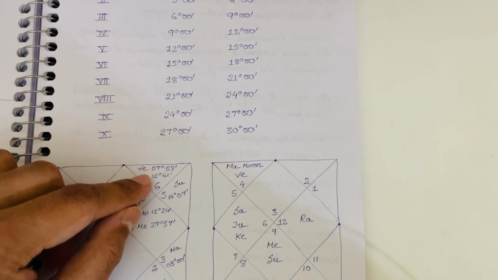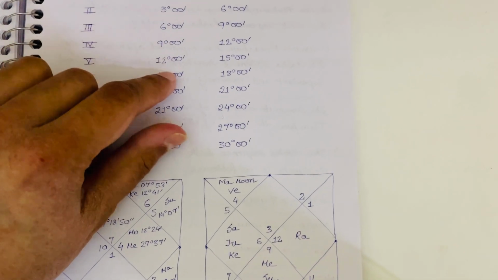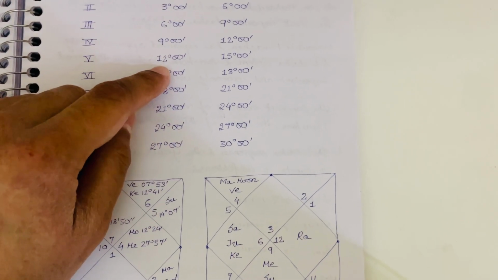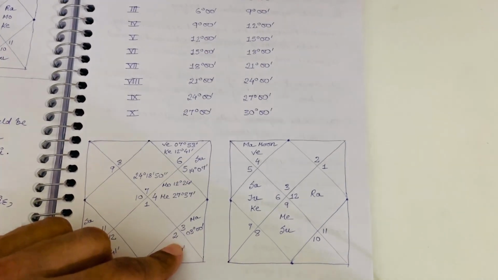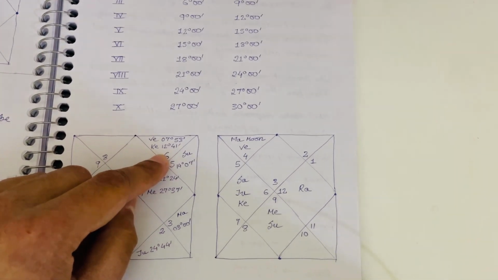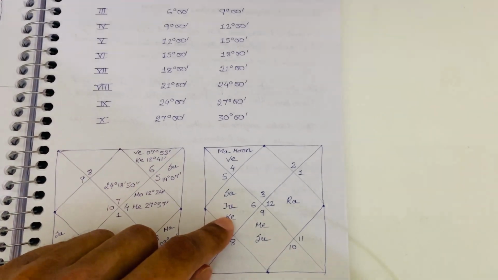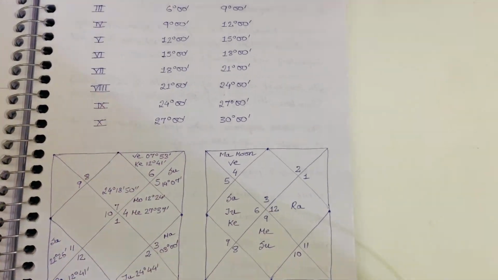Now let's understand for Ketu. Ketu is 12 degree 41 minutes. 12 degree 41 minutes is falling in the 5th Dasamsa. So from here you just count 5: 1, 2, 3, 4, 5. So Ketu remains in the sign of Virgo, right, in the D10 chart.